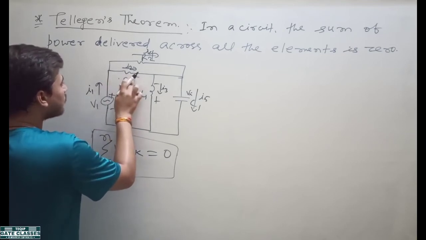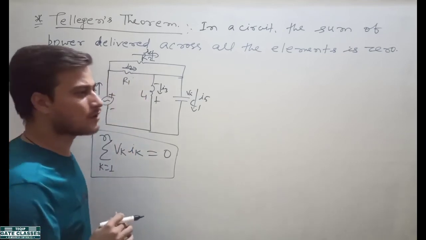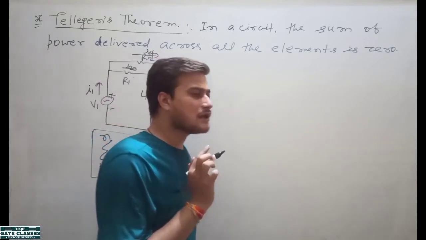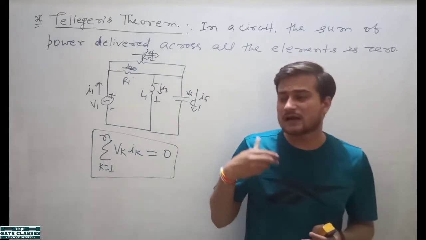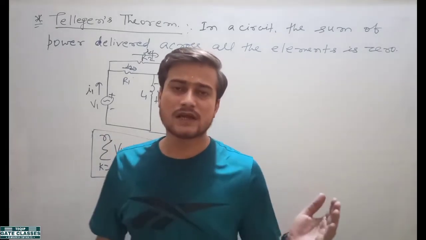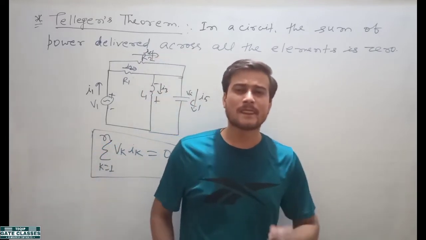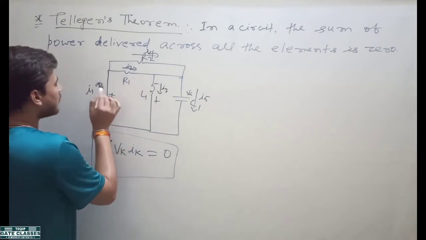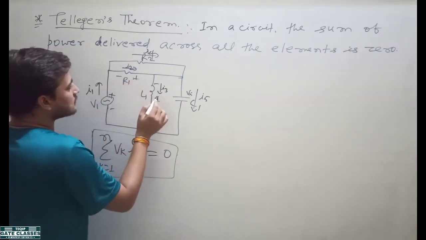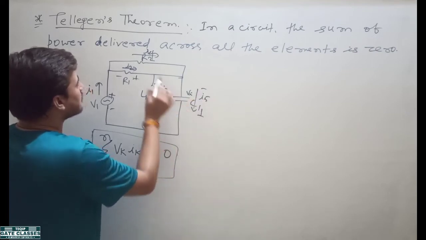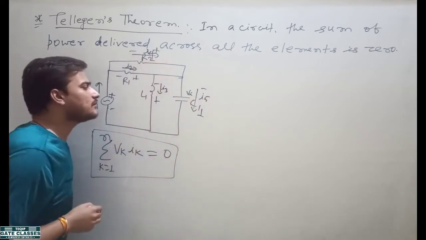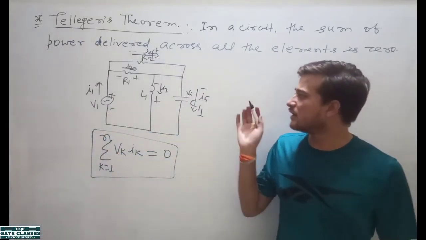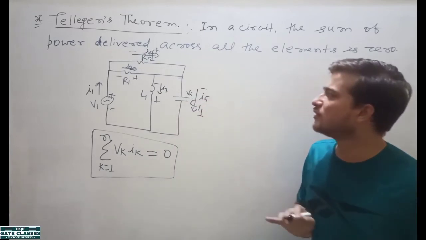But yes, you will have to take care of one thing in applying Tellegen's theorem. They are saying that the sum of power delivered across all the elements will be 0. So either you will have to consider that all the elements are delivering the power, or you will have to consider that all elements are absorbing the power. Clear? That means here, if I have written minus plus like this one, it means here it is delivering. Here also it will be minus plus, here also minus plus. That means all the elements are assumed to be delivering the power. Then we will calculate the voltages and currents. Finally, you will get the expression for power.